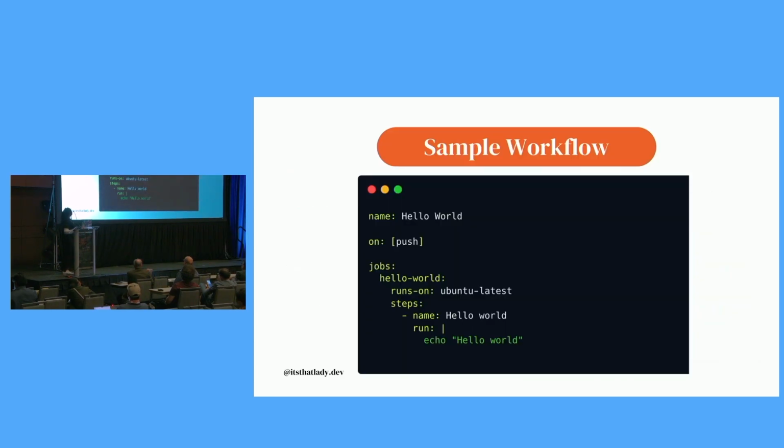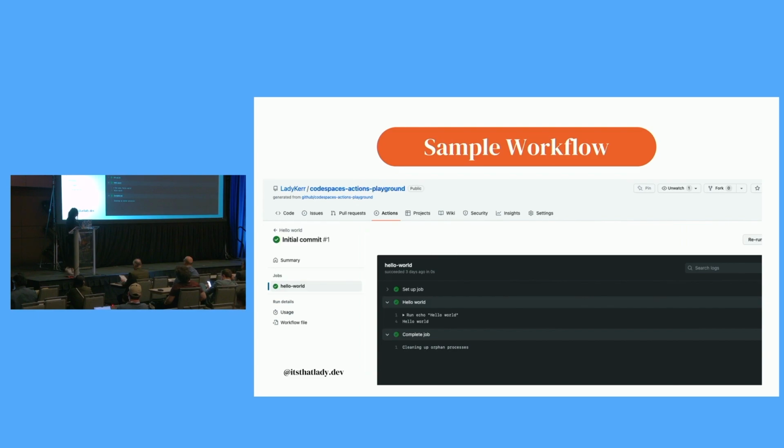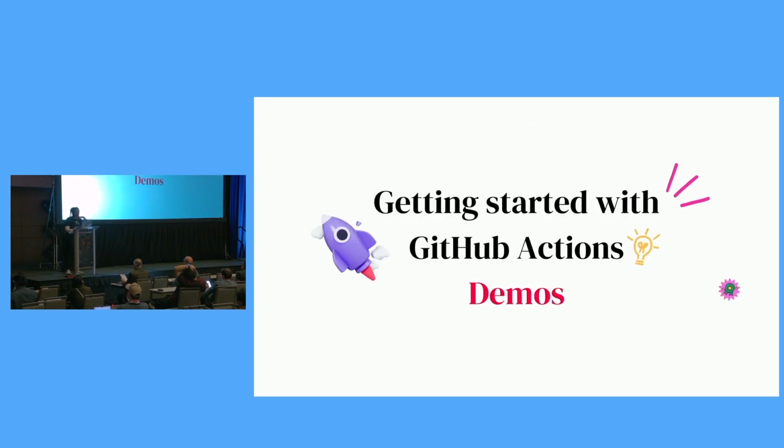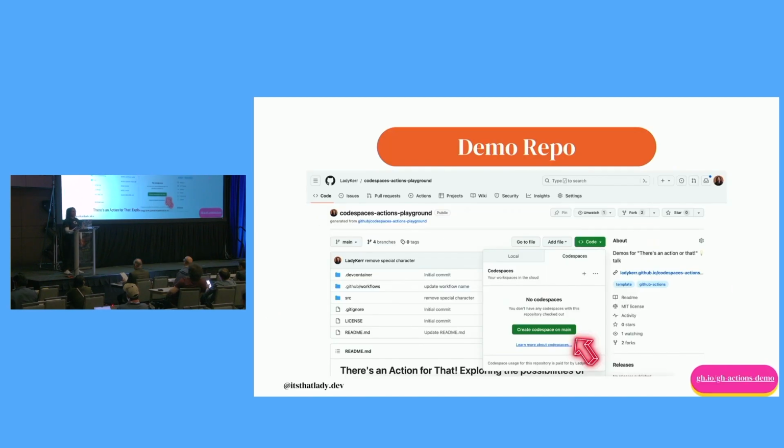So this is an example of what a workflow looks like, and it's a simple hello world workflow. Once you push that to GitHub, this is how it will run, and you can see there on the line that says hello world, it echoed hello world. So let's get into how some of these actions work and how you would configure them for your environments and repositories. So this is the demo repo.